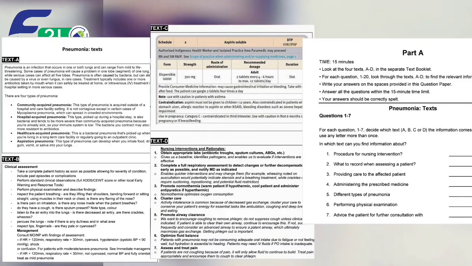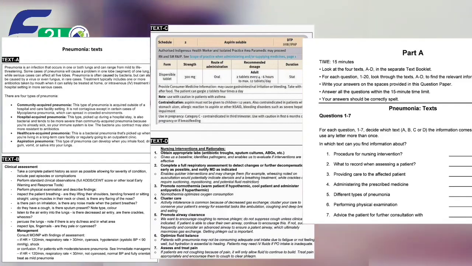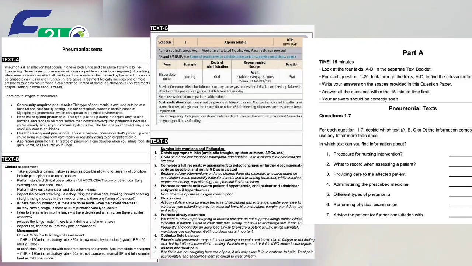Procedure for nursing intervention, where they are saying about some of the procedures which you need to do for nursing intervention. So here we got 2 keywords. One is procedure and the second is nursing intervention. Somewhere they said about suctioning, right? So if you got the answer, then please write it down.